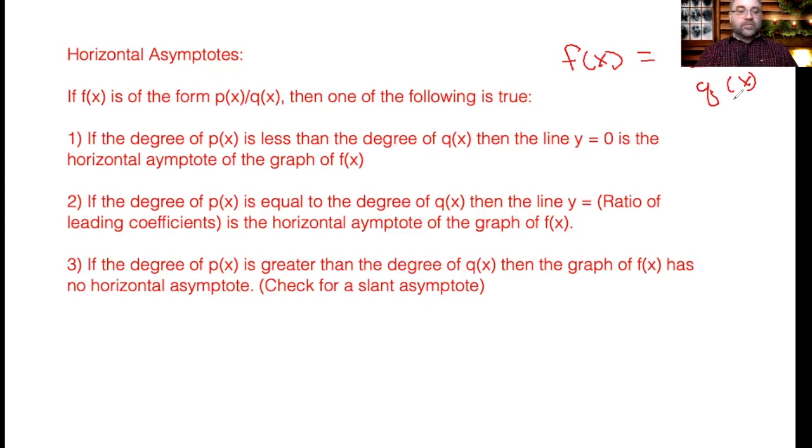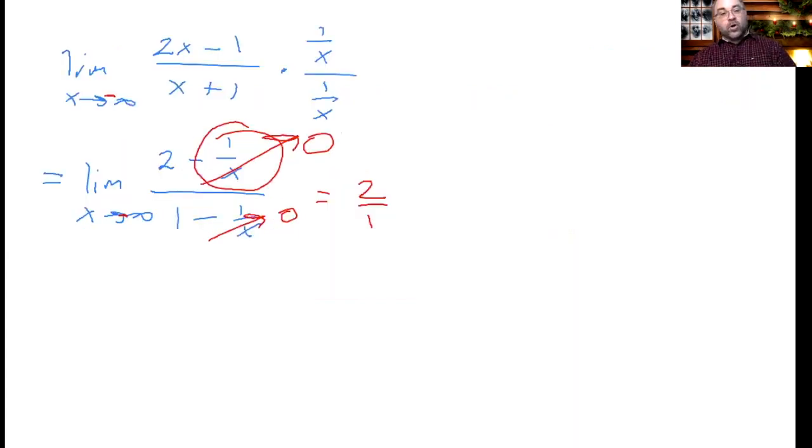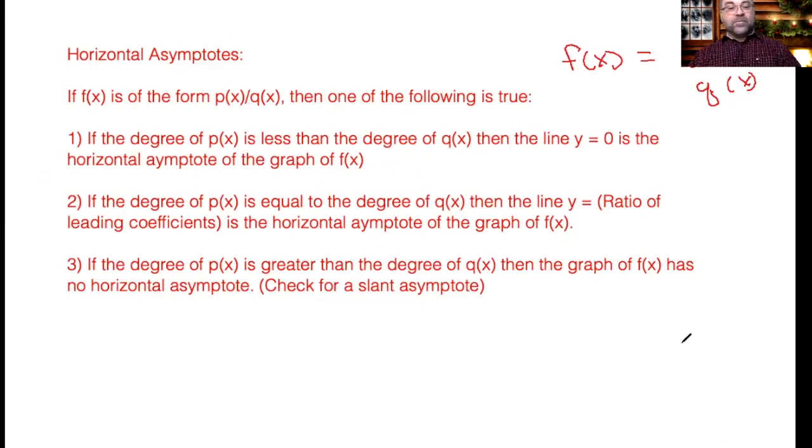If the degrees are the same, then what you do is you take the ratio of the leading coefficients. We actually saw that early on, that very first one. If you remember, this is a first degree polynomial up here, first degree down here, and notice what we ended up with was the ratio of the leading coefficients. So that's a rule that we've seen before. The last one, if the degree of p of x is actually bigger than the degree of q of x, so the numerator has a bigger degree, then we don't have a horizontal asymptote. There isn't a horizontal asymptote.